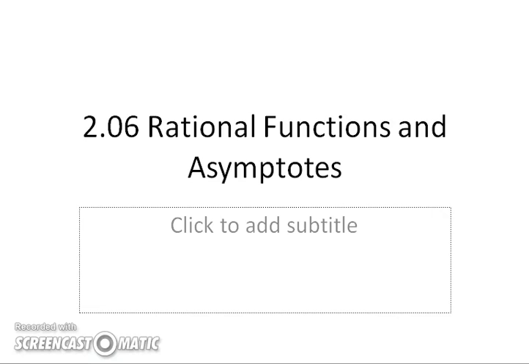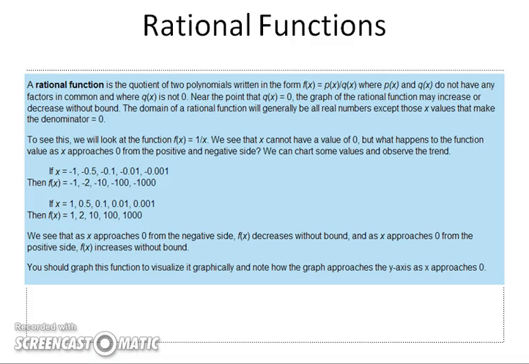Now, rational functions use the same idea. Rational functions are basically written in the form of a fraction. A rational function is the quotient of two polynomials in the form f of x equals p of x divided by q of x. Okay, so there's your function. P of x and q of x do not have factors in common, and also q of x cannot equal 0 because it's in the denominator.